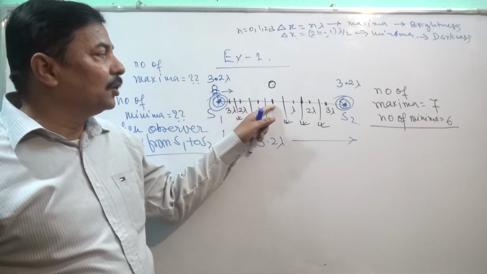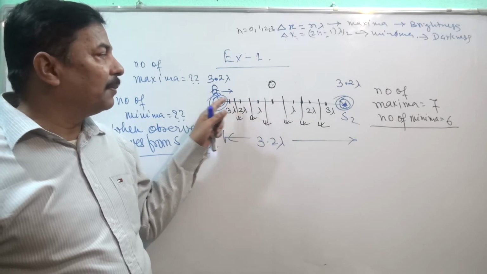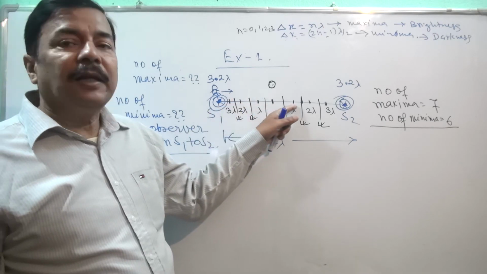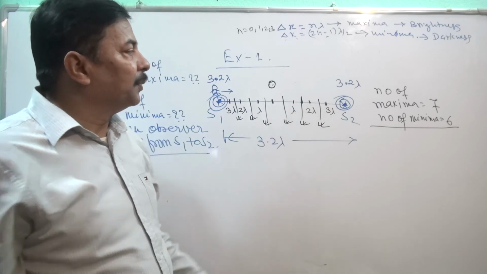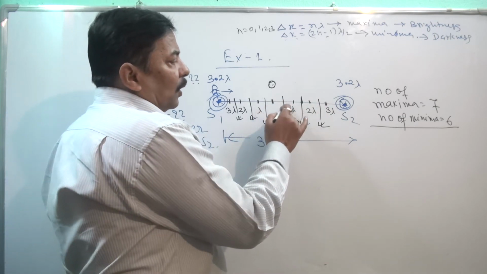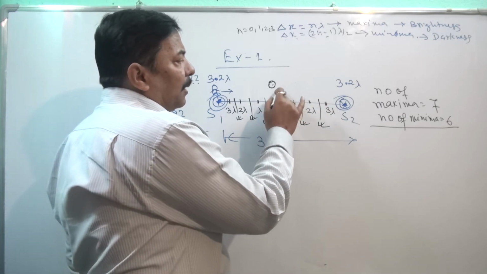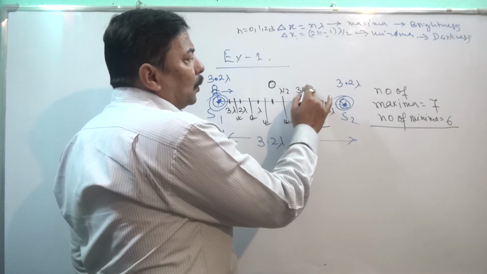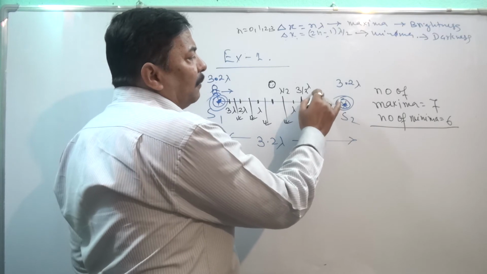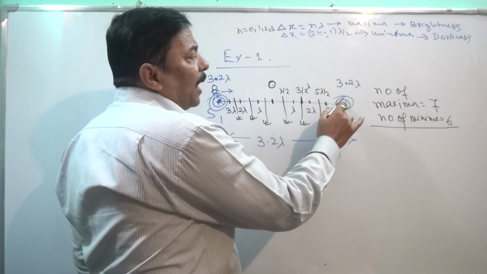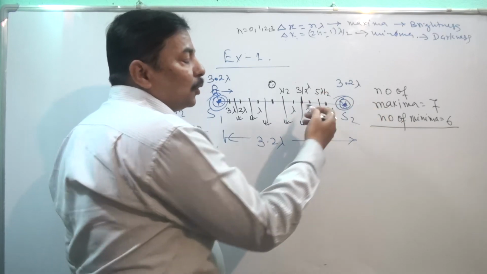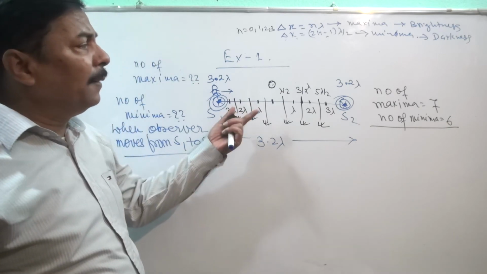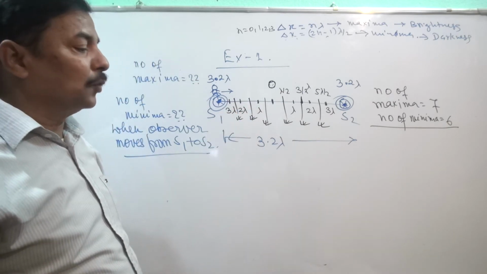is here 0, here lambda, here 2 lambda, here 3 lambda. Similarly here lambda, 2 lambda, 3 lambda. Here what is the path difference? Here it is lambda by 2. What is here? 3 lambda by 2. What is here? 5 lambda by 2. And 7 lambda by 2, that is 3.5, will go outside, so we will not consider that. So this way we can solve this question.